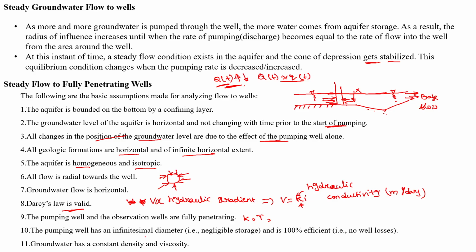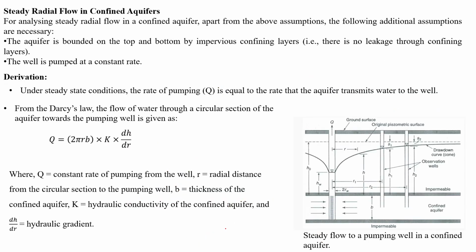The pumping well has an infinitesimal diameter, which means negligible storage and 100% efficiency. It means that Rw, the radius of the well, is much smaller compared to the radius of influence. And groundwater has a constant density and viscosity, because obviously this water has a constant density. Okay, now let's see one specific case here.